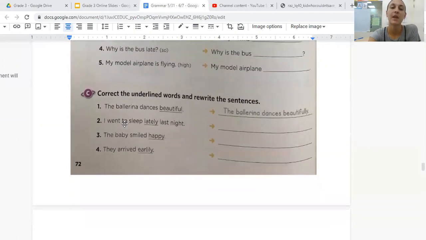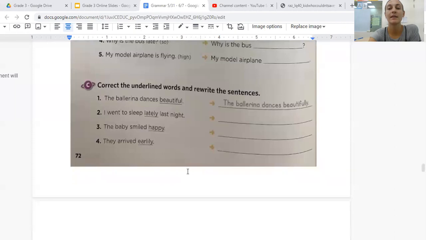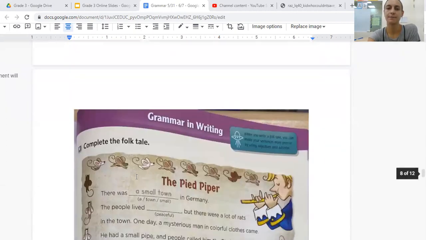All right. Correct the underlined words and rewrite the sentences. The ballerina dances beautiful. We need to change that into an adverb. The ballerina dances beautifully. So you're either going to have an adverb when you don't need it, or you need to change it to an adverb. This one we changed to an adverb. So it might be a little different. I went to sleep lately last night. Something's wrong with lately. Fix it and rewrite it.